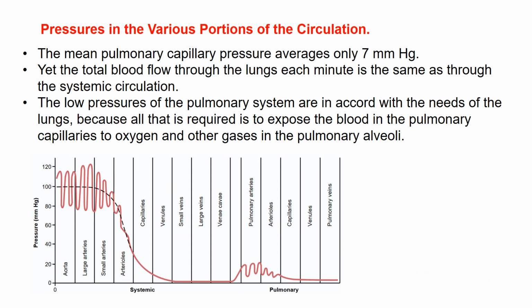Pressures in the various portions of the circulation. The mean pulmonary capillary pressure averages only 7 mm of mercury. Yet the total blood flow through the lungs each minute is the same as through the systemic circulation. The low pressures of the pulmonary system are in accord with the needs of the lungs, because all that is required is to expose the blood in the pulmonary capillaries to oxygen and other gases in the pulmonary alveoli.